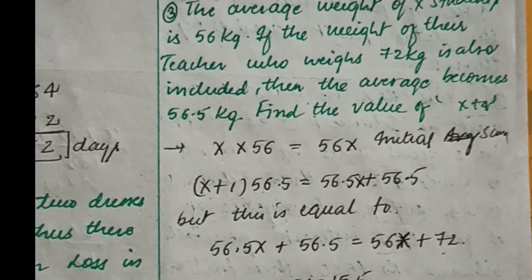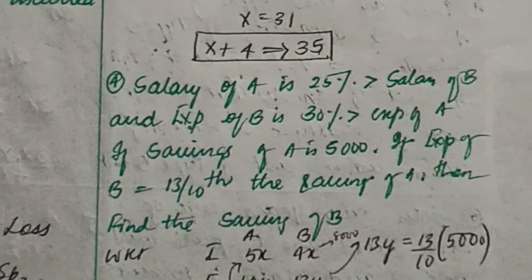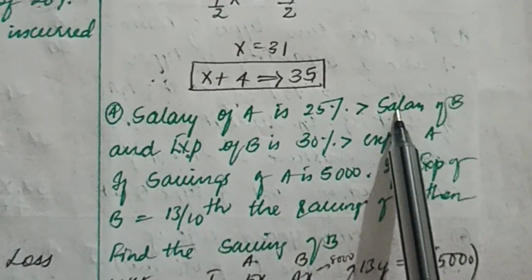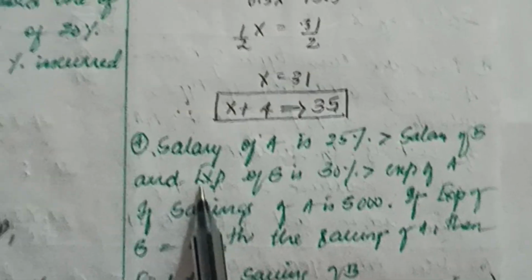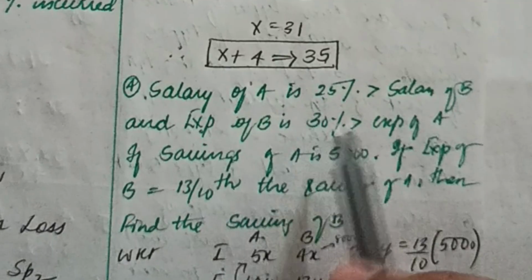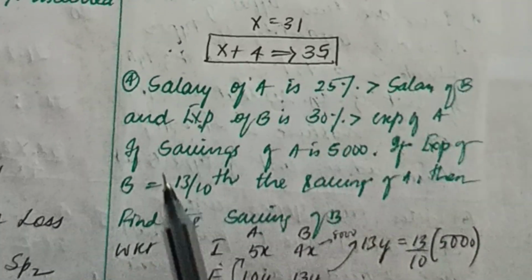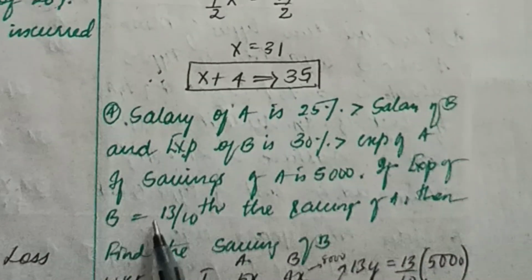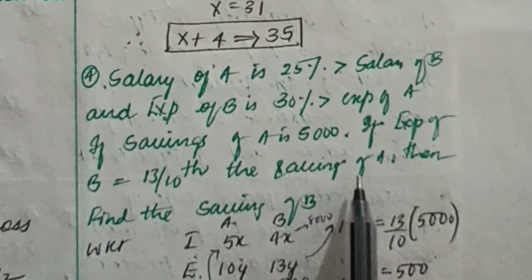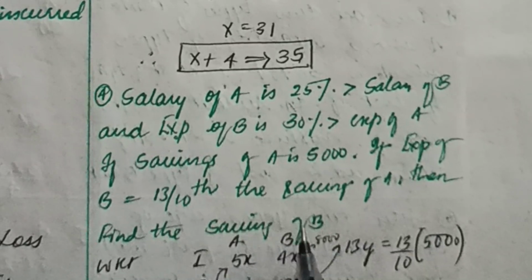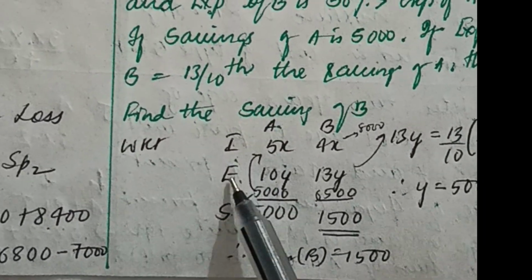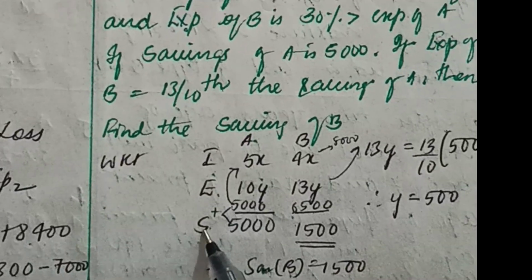Next question, salary of A is 25% more than that of the salary of B and expenditure of B is 30% more than the expenditure of A. If the savings of A is 5,000 and if the expenditure of B is 13 by 10th of the savings of A, then find the savings of B. Here we know that income will be equal to sum of expenditure and savings.